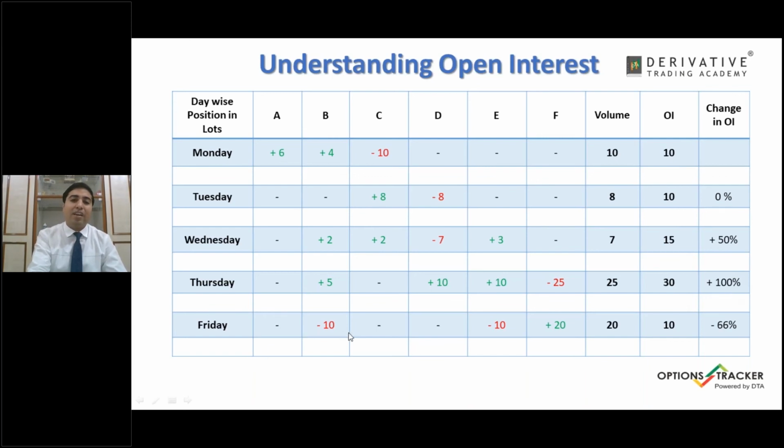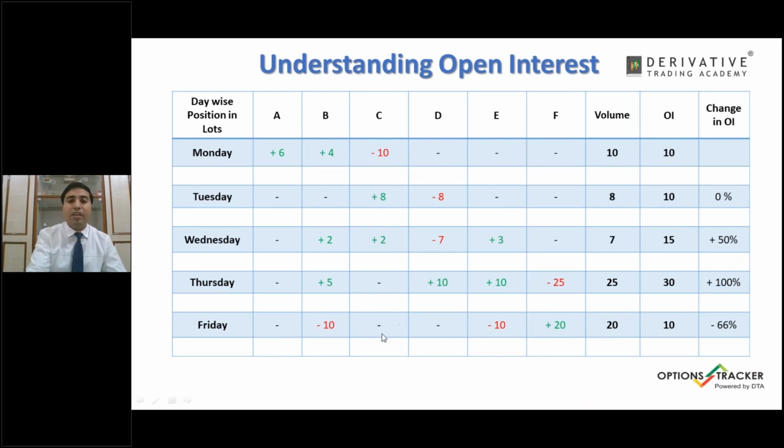Now look at the Friday. A has not done anything. Is already having the existing 6 lots on the long side. B plus 4 plus 2 plus 5. So net to net he was having 11 positions, but on Friday he reduced the 10 lots. He has done minus 10, but that is reducing the long positions. On Friday he has done the shorting, but shorting was done because earlier he was having the long positions of 11 lots. So now the net open interest of the B will be plus 1.